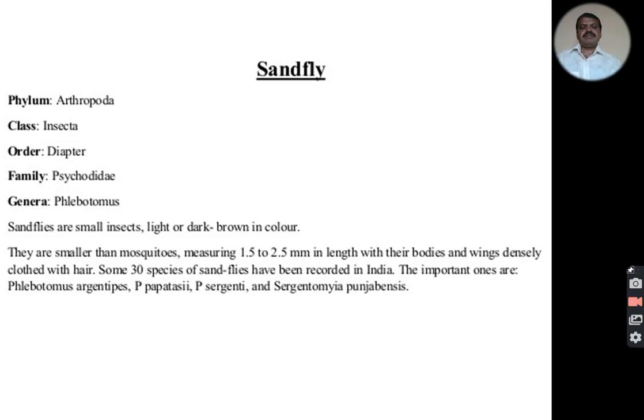Okay, some 30 species of sandflies have been recorded in India. The important ones are Phlebotomus argentipes, Phlebotomus papatasi, Phlebotomus sergenti, and Sergentomyia punjabensis. Okay, so this is the general introductory aspect about the sandfly.